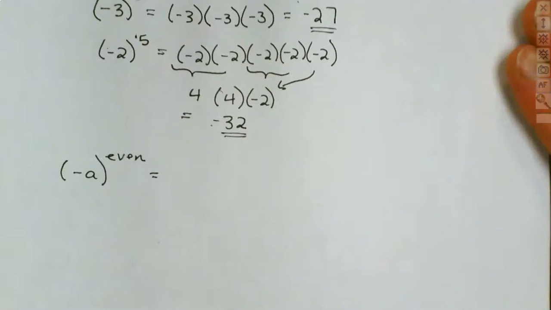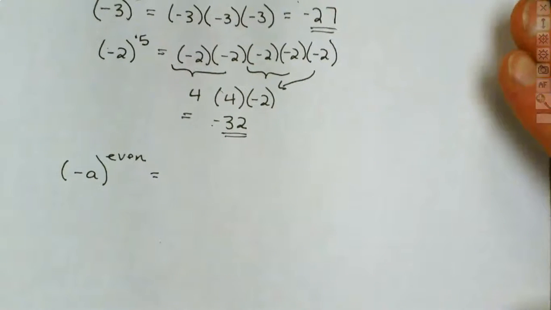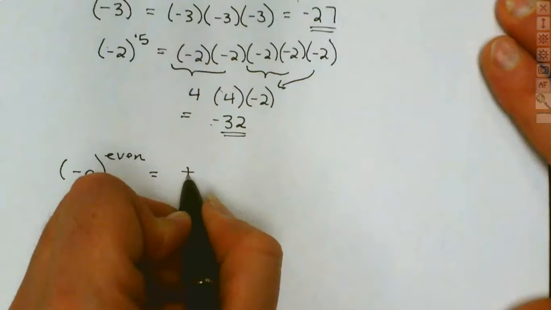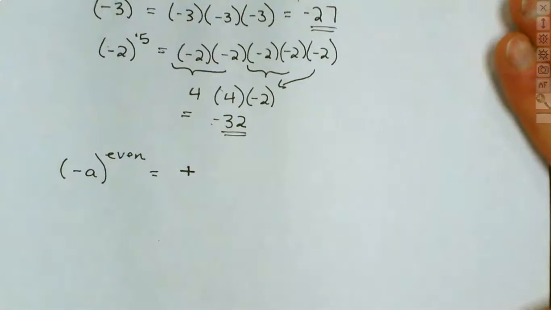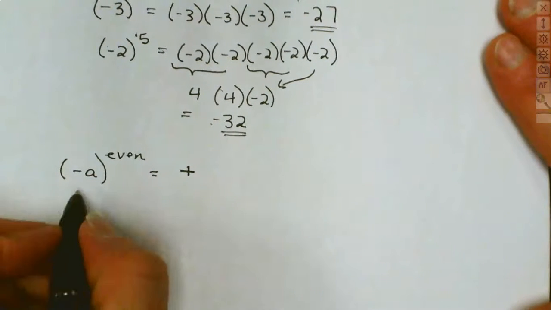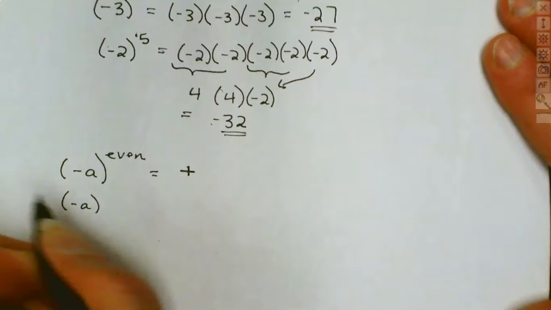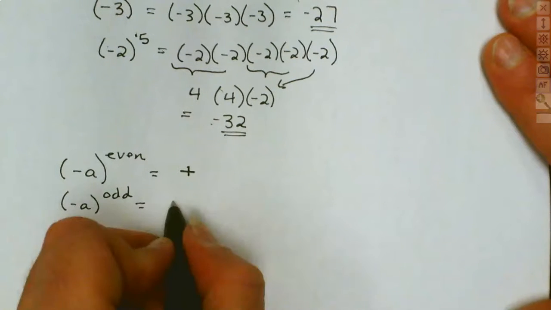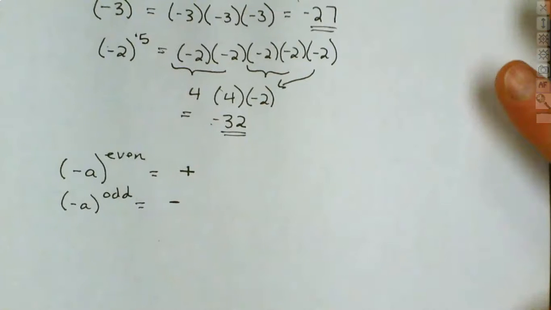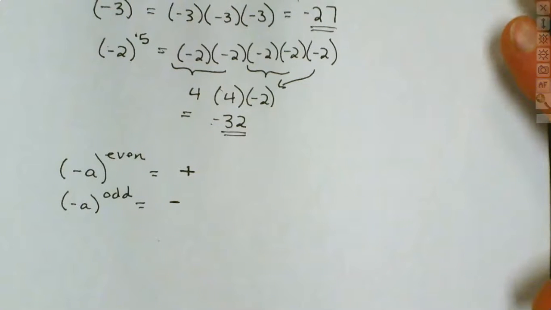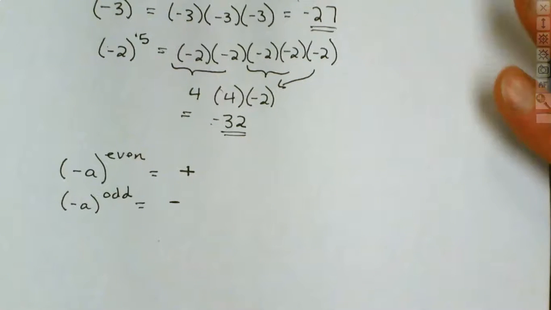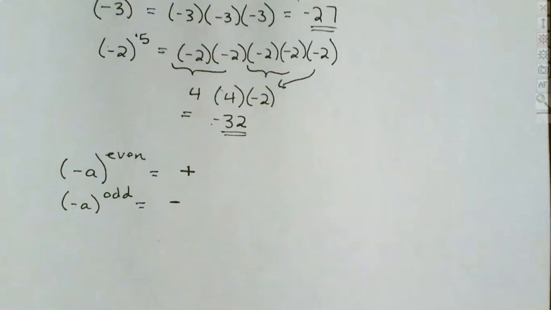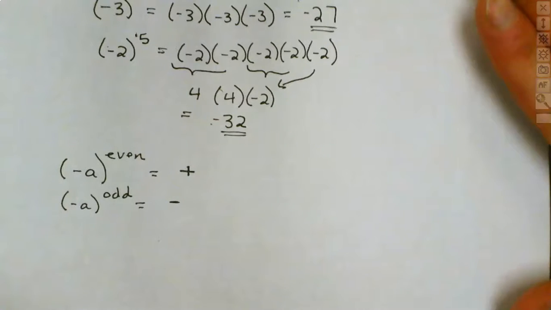So a negative number raised to an even power is going to come out to be positive. A negative number raised to an odd power comes out to be negative. Let's just look at one of these. We're going to do it first by writing it out, and then we'll use our rule to justify it as well.